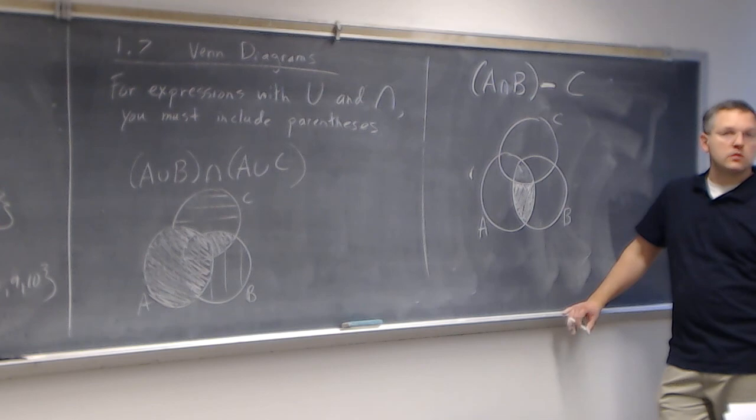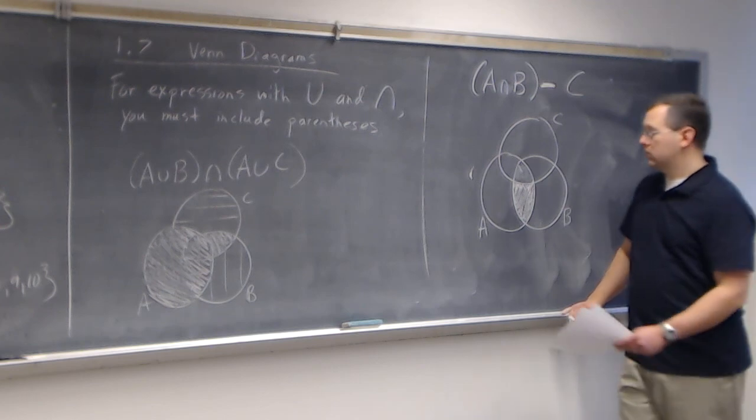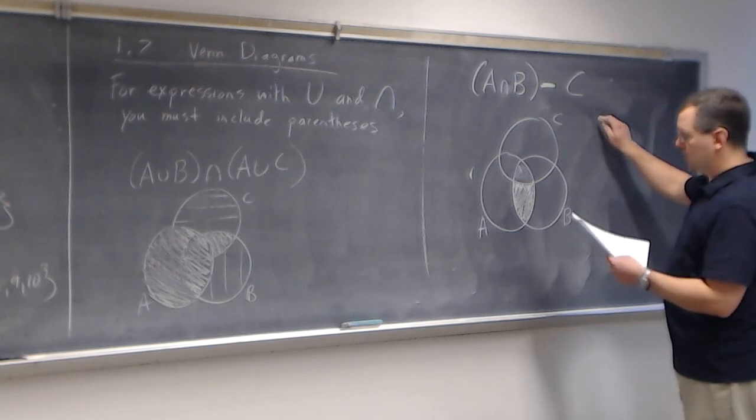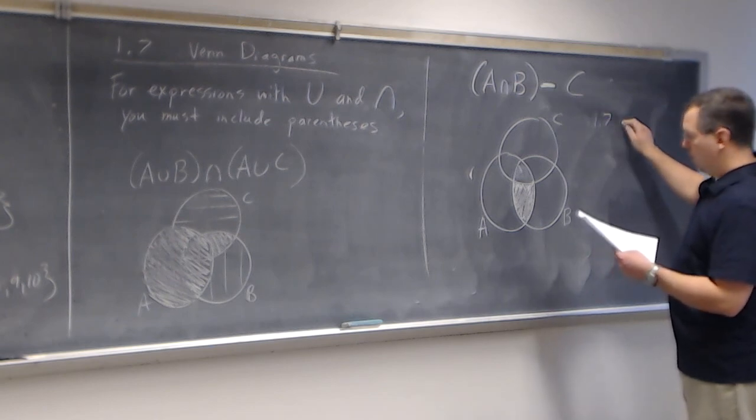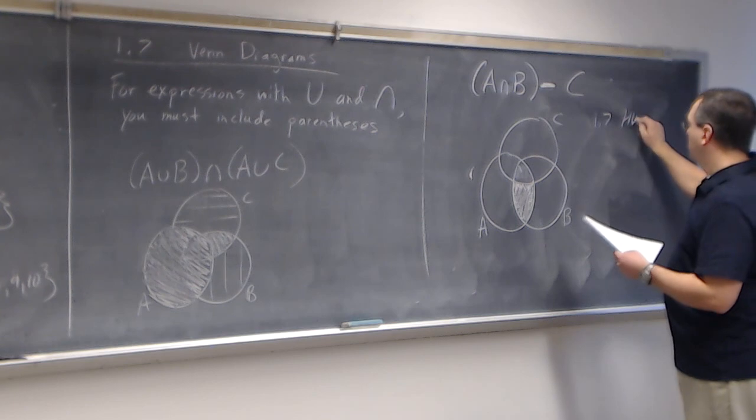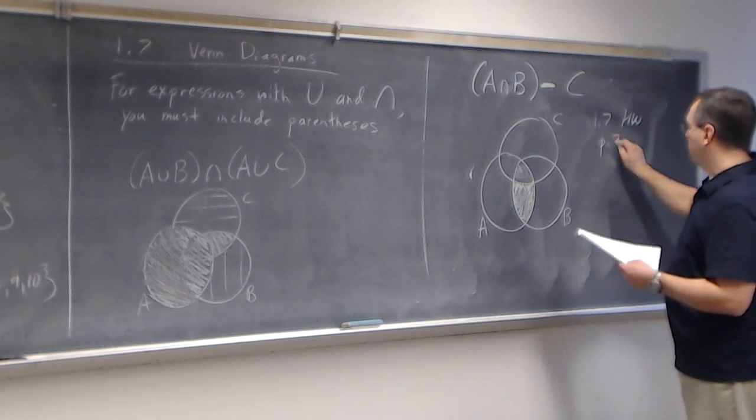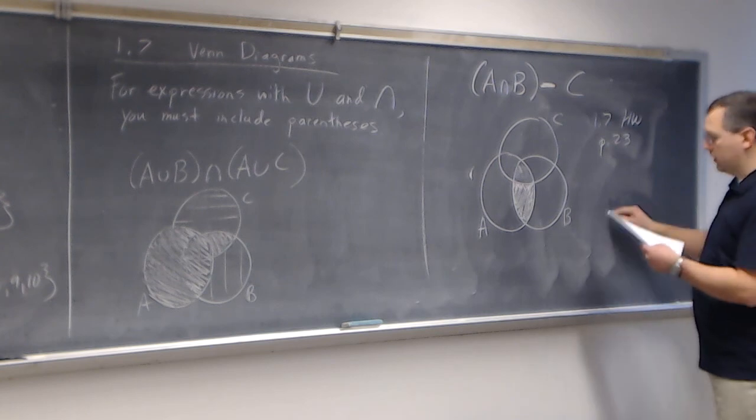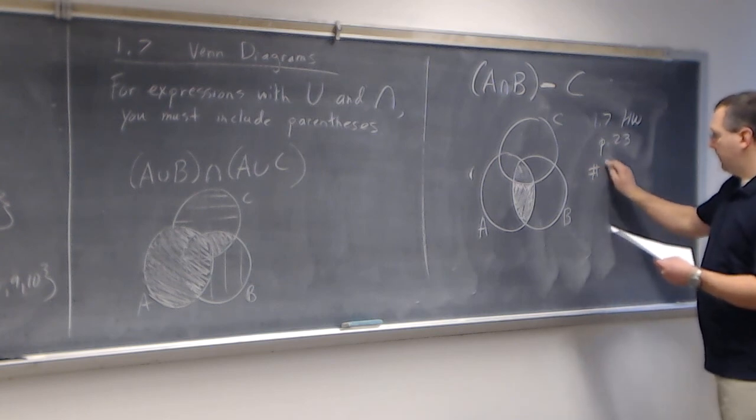Any questions? Okay, well, that wraps up all I wanted to do today. This was from 1.7. So 1.7 homework, page 23. Kind of similar to these problems, you're going to be drawing Venn diagrams.